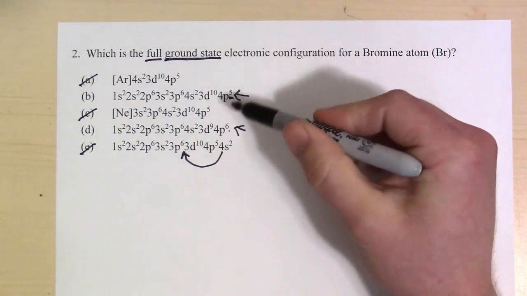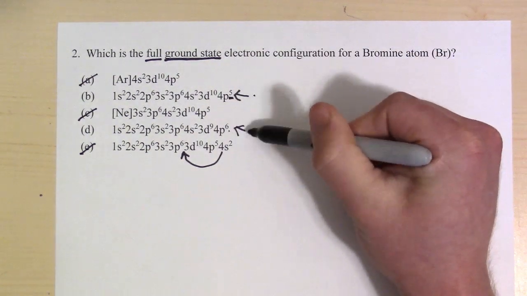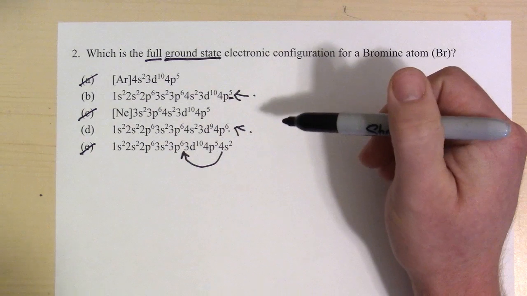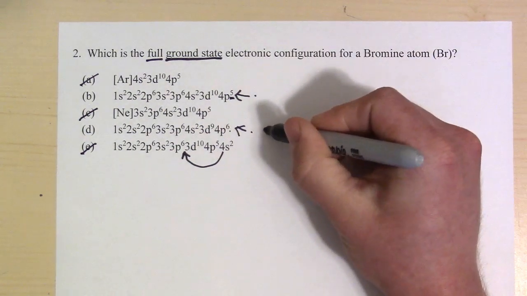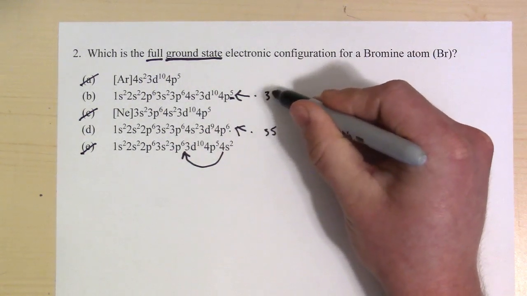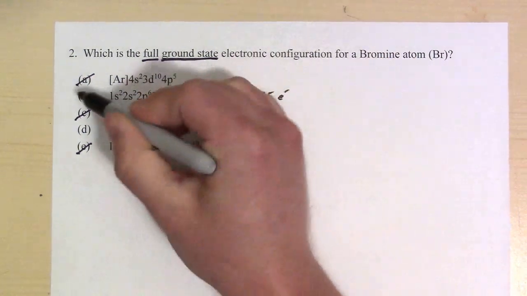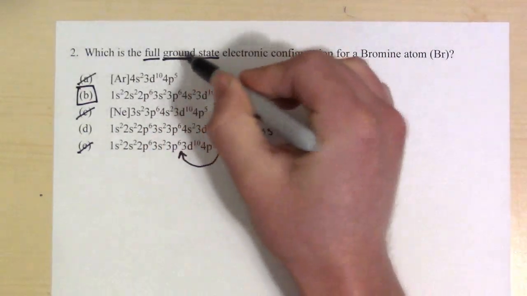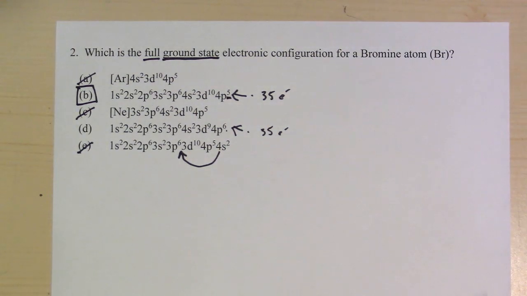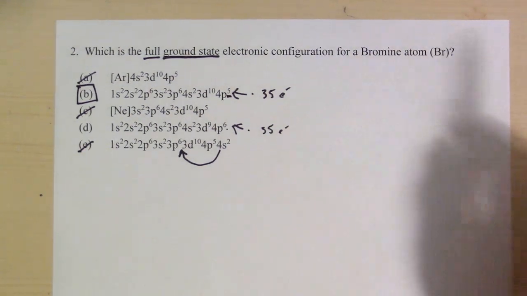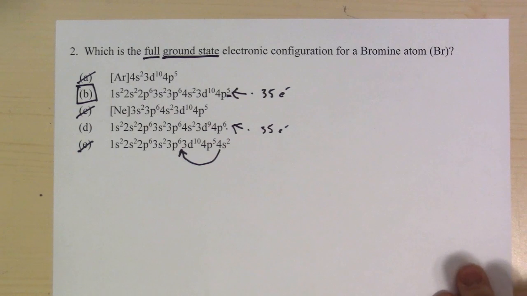You can also count the total number of electrons. These two do have the same number. They each have 35 electrons, but B matches with the full ground state configuration, so that's the configuration for a bromine atom.